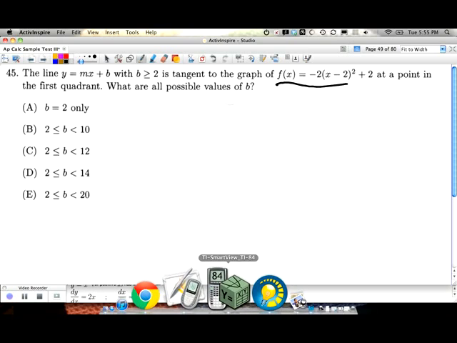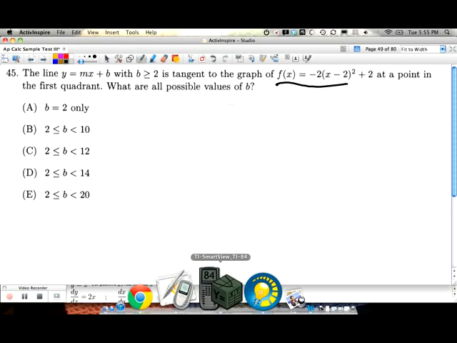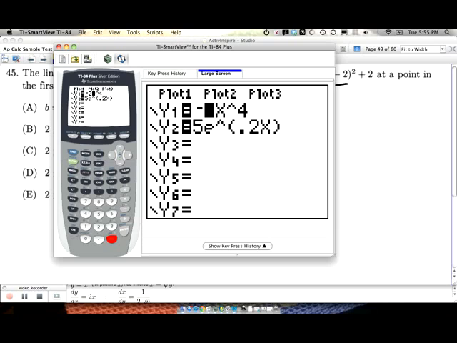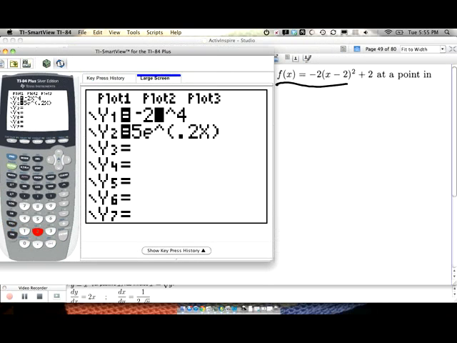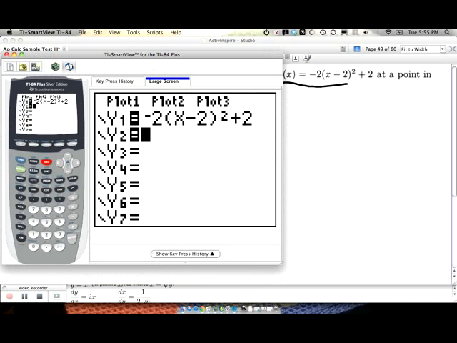So when we graph that in the first quadrant, we got negative 2 times x minus 2. We're going to square that. And we're going to add 2 to it. Delete, delete, delete. So then if I'm looking at this, I get delete that. I'm going to graph it.